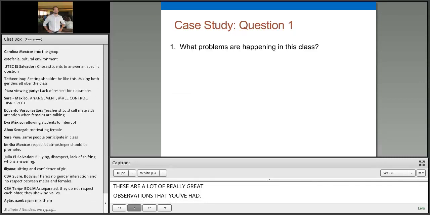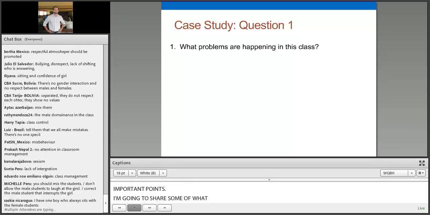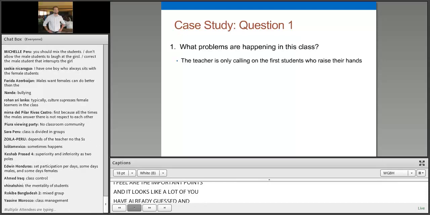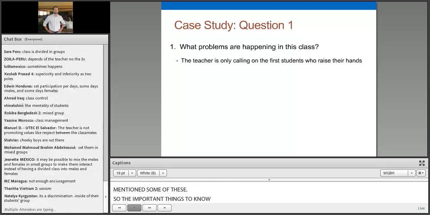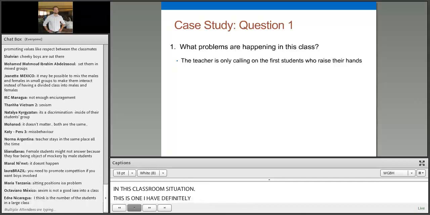I'm going to share some of what I feel are the important points, and it looks like a lot of you have already guessed and mentioned some of these. So the important things to notice in this classroom situation, this is one that I've definitely observed before in my time teaching. First of all, the teacher is only calling on the first students who raise their hand, just like the example I gave of myself.